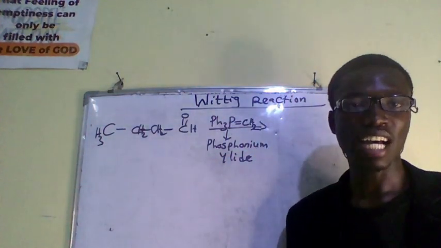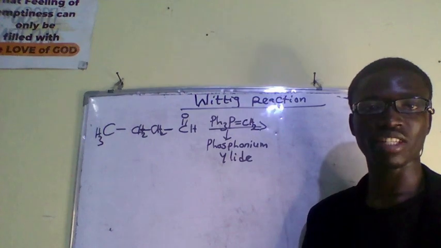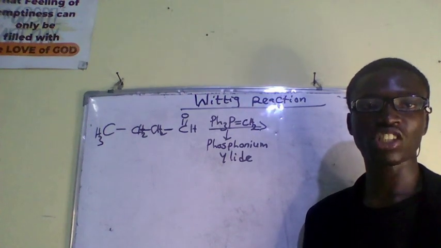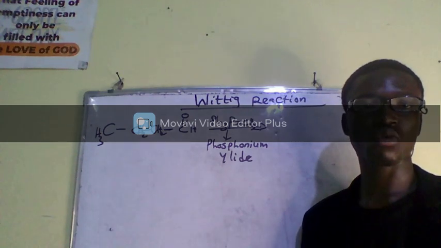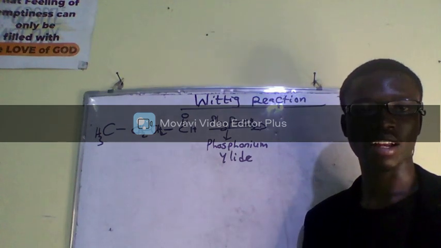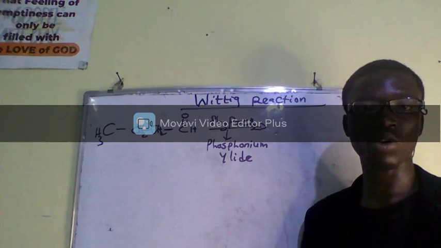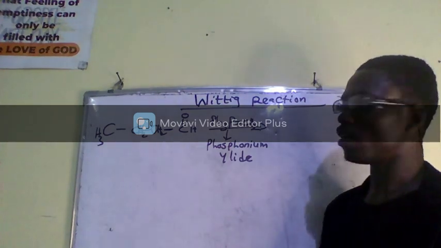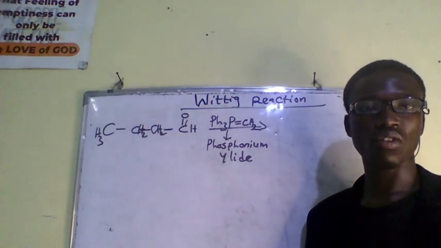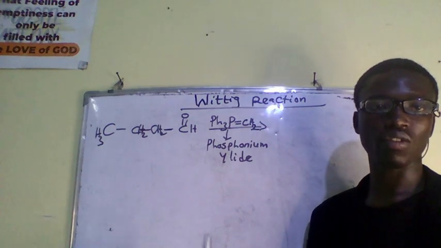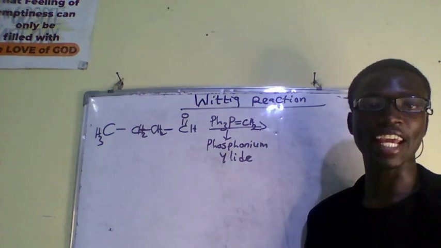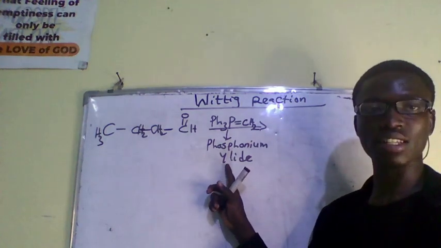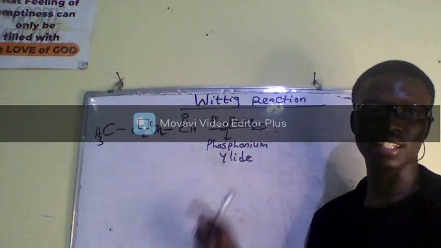In this video, I'm going to be treating the Wittig reaction, one of the reactions of alkanal and alkanone. Well, in this example, I'm going to start with a typical alkanal, which is butanal, a 4-carbon alkanal. Now, the Wittig reaction involves the reaction of the alkanal itself with what we know as phosphonium ylide. You pronounce this Y-L-I-D-E as ylide.